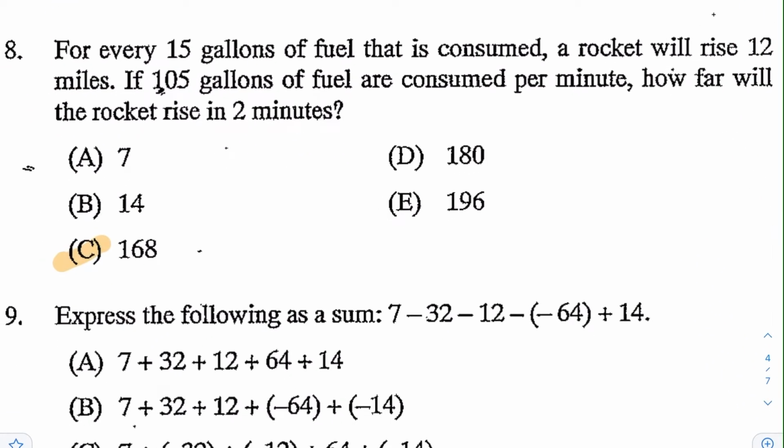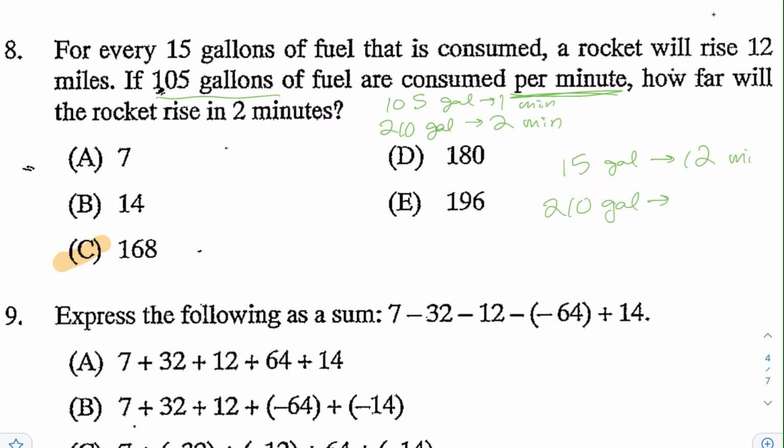Next for number 8, for every 15 gallons of fuel that is consumed, the rocket will rise 12 miles. If 105 gallons of fuel are consumed per minute, how far will the rocket rise in 2 minutes? So if you have 105 gallons for 1 minute, in 2 minutes, you'll use double the amount of fuel, which will be 210 gallons. Now, if 15 gallons, you rise 12 miles, and you have 210 gallons, that's going to rise X miles.